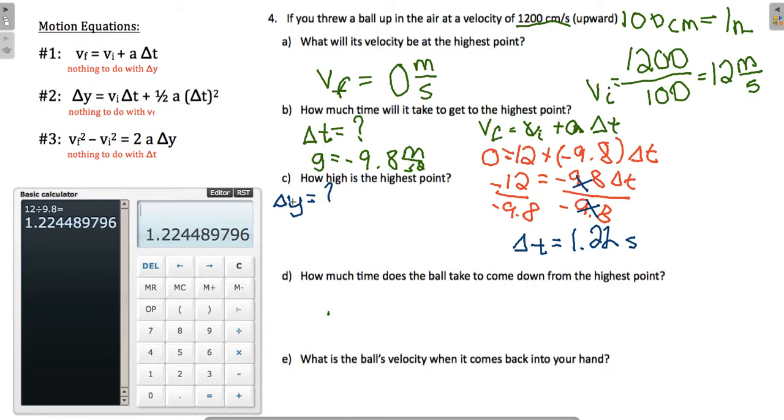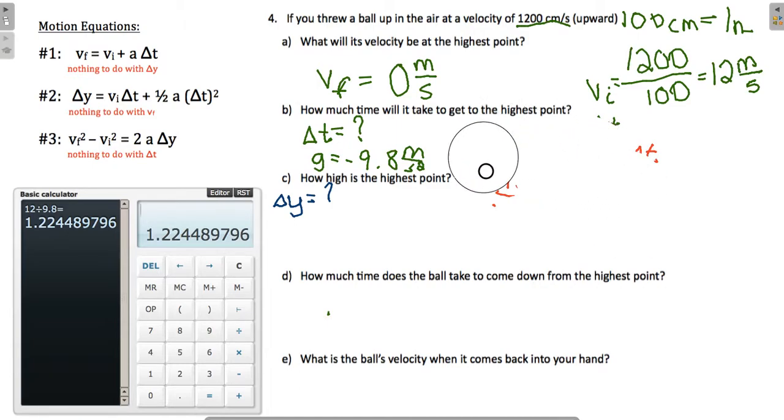Once again we have to pick the right equation to do that. Hopefully you have a little bit more room than I do. I'm going to have to erase some of this. So we know that we found our time up here was 1.22. Let me write that again to remind you. Delta t is equal to 1.22.